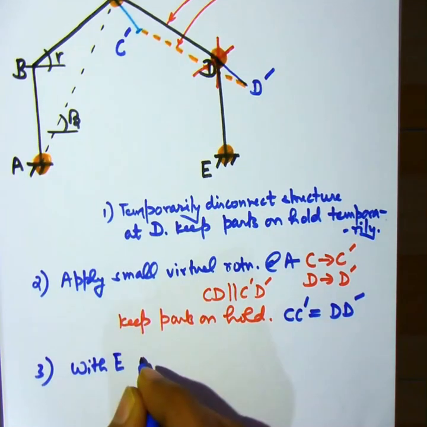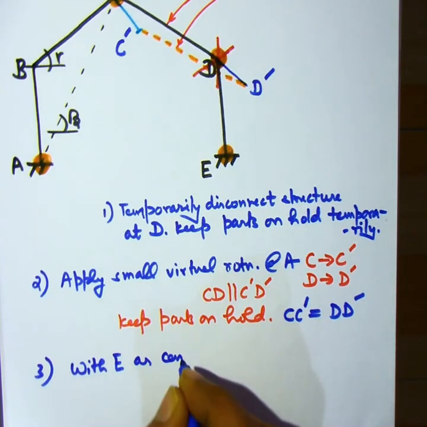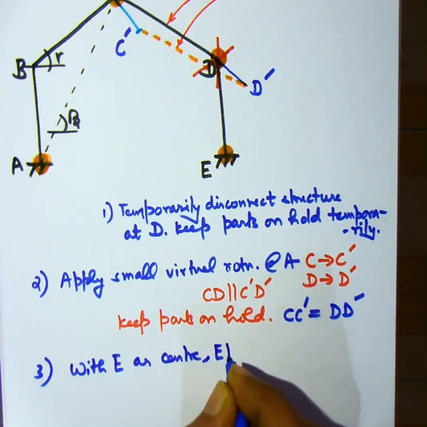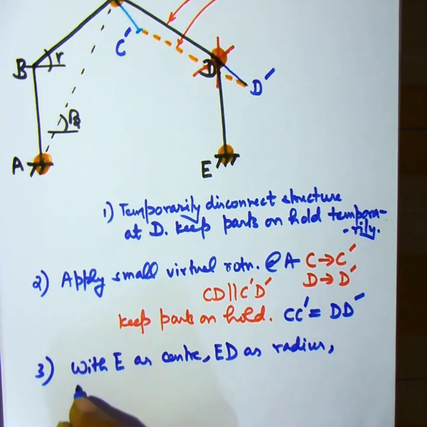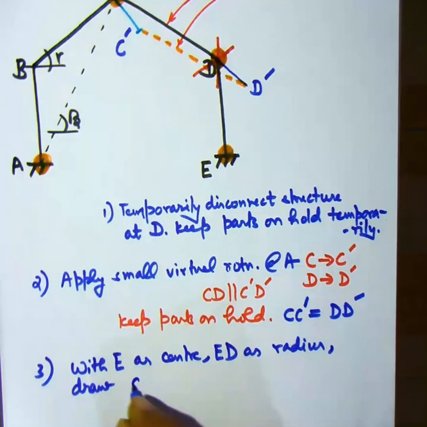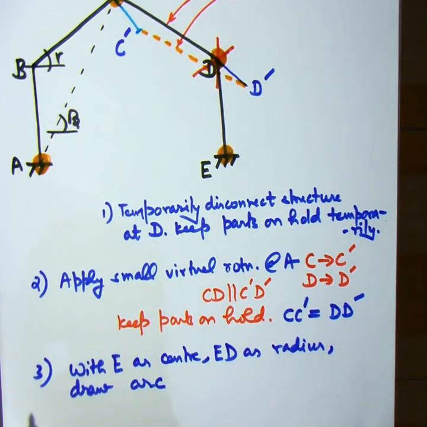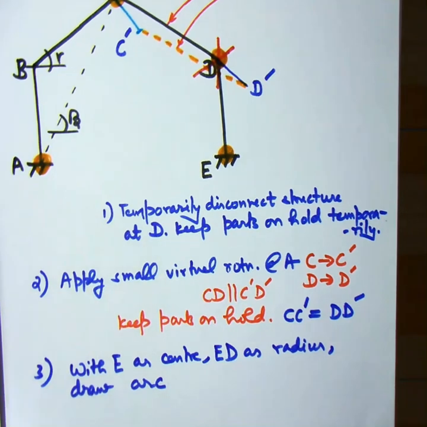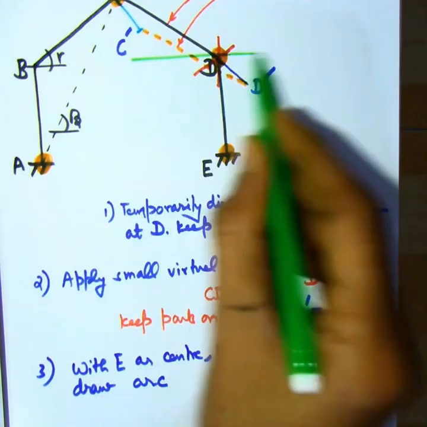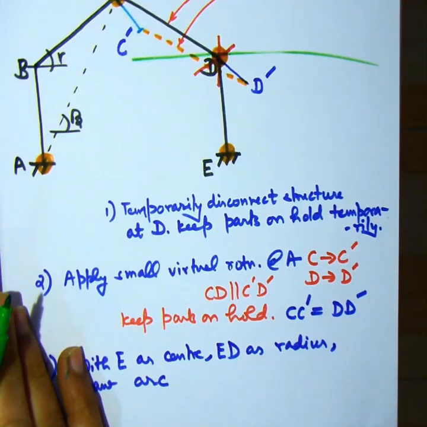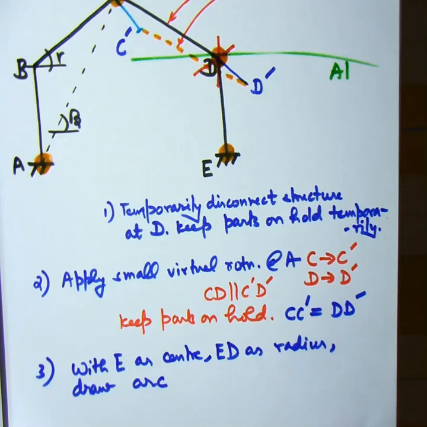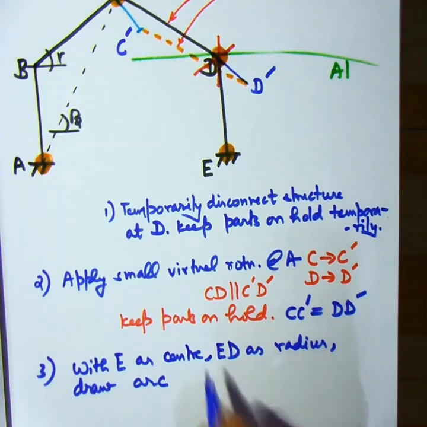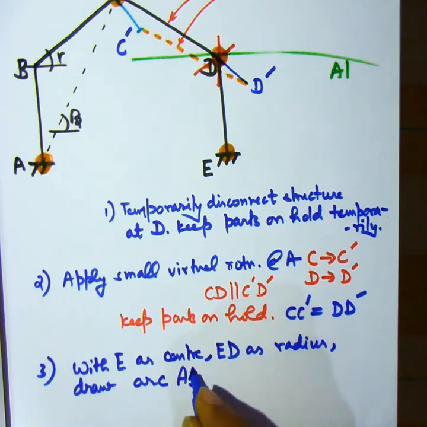So both being the opposite edges of a parallelogram, CC dash is equal to DD dash. Now with E as center and ED as radius, we draw an arc, and let's call this arc A1. Since the radius of the arc is very large, the arc appears like a straight line.